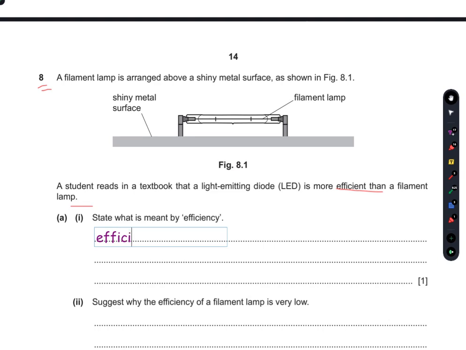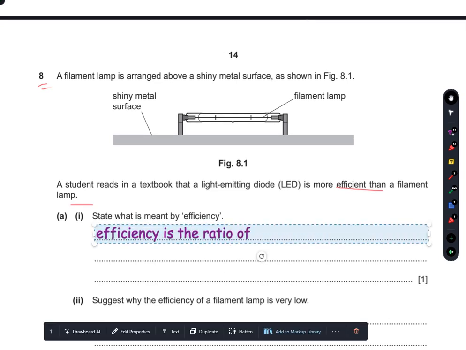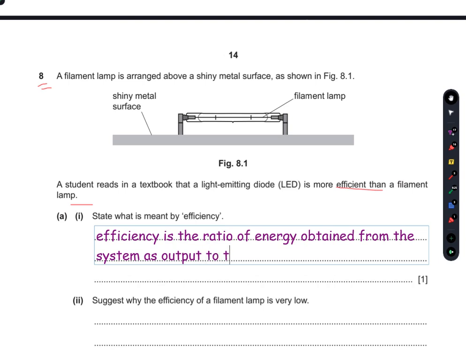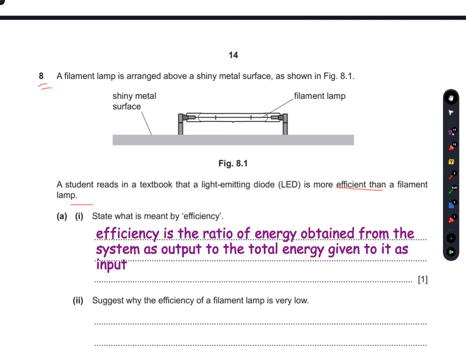So efficiency is the ratio of energy obtained from the system as output to the total energy given to it as input. Suggest why the efficiency of a filament lamp is very low.